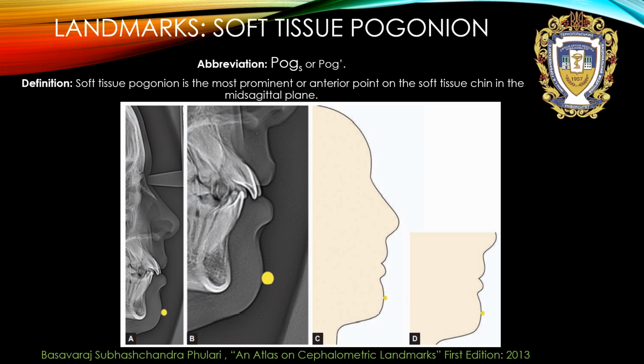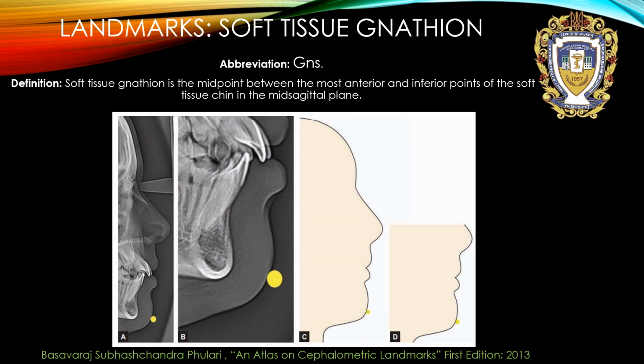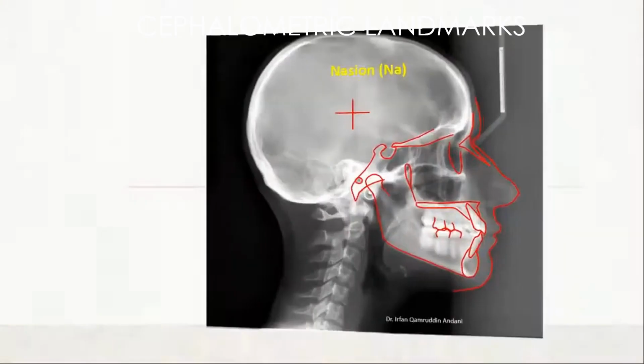And soft tissue pogonion is the most prominent or anterior point of the soft tissue chin in the mid-sagittal plane. Soft tissue gnathion is the midpoint between the most anterior and inferior points of the soft tissue chin in the mid-sagittal plane. And now, doctors, let's summarize information I told you earlier.